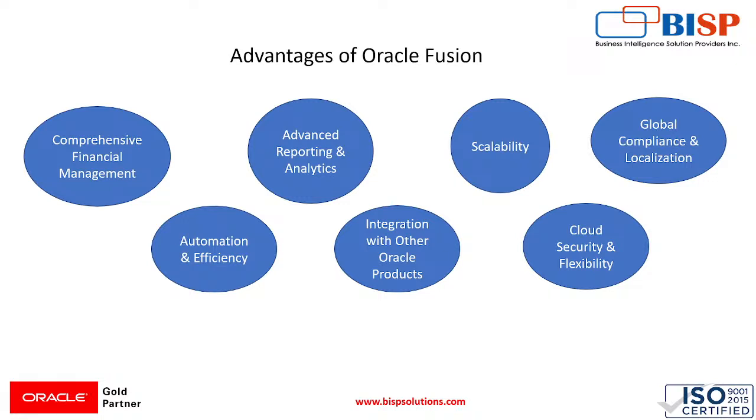Now the fourth advantage of Oracle Fusion is integration with other Oracle products. Of course, Oracle Fusion has many products available, such as HCM and SCM, so it will integrate with the others and provide a unified platform. And then comes scalability. Fusion is designed to scale with the growth of an organization and can handle large volumes of transactions and users, making it suitable for larger enterprises.